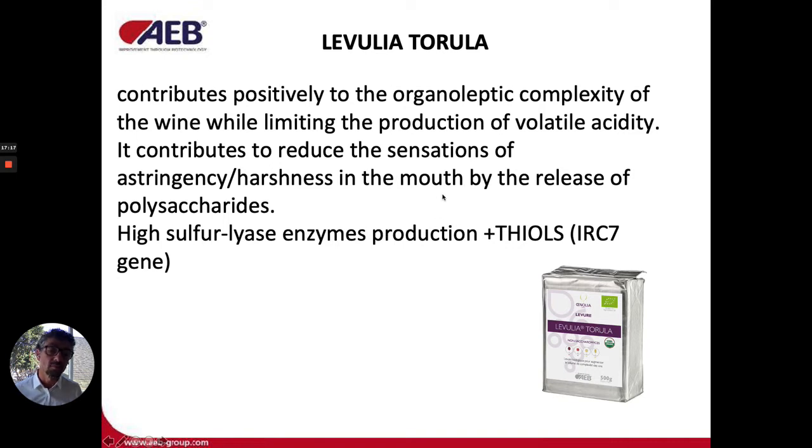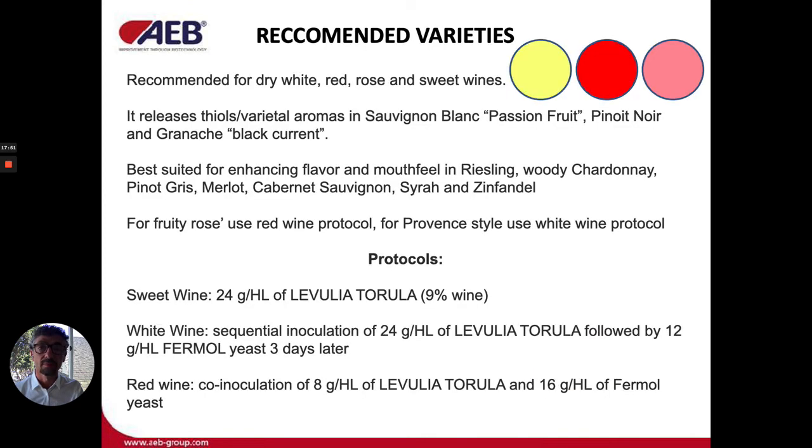Also, these amino acids can eventually be used by malolactic bacteria in case that's going to be the winemaking strategy decided. This yeast is also very high in sulfur lyase enzyme, for the production of thiols. This is the gene that we were mentioning before that needs to be encoded in the yeast to actually free the thiols from their precursors, from the cysteine and the glutathione.